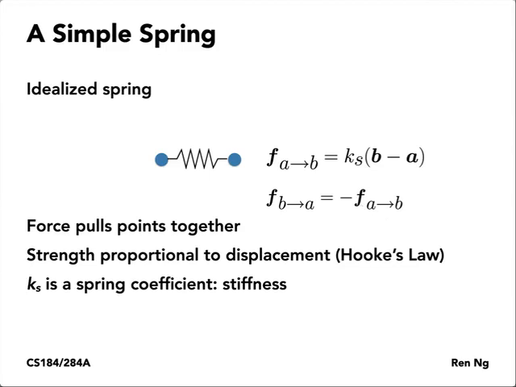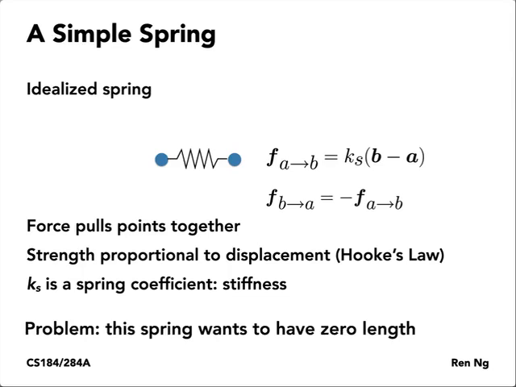So very basic. The force pulls the two points together. The strength, in this case, as you can see, k sub s, is proportional to the displacement. Okay, so the bigger the gap between these two points, then the more they get pulled together. And k sub s is a spring coefficient. So that's basically the stiffness of this spring. So the higher k sub s, the stiffer it is, and the more it wants to quickly pull this spring together.